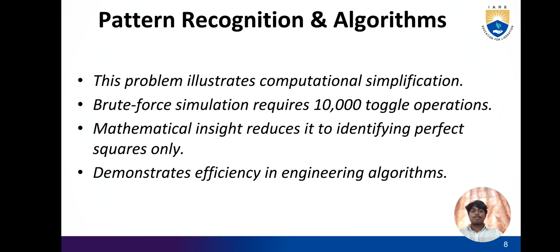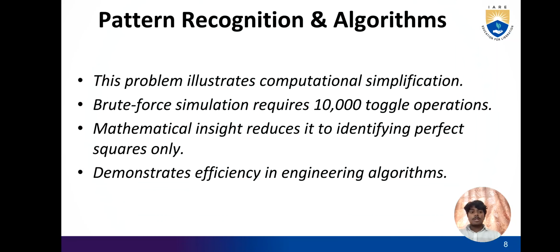Pattern recognition knowledge. Divisor pairing leads to even toggles for non-square numbers, because each divisor of a number n pairs with a distinct divisor, giving an even count of divisors. I want to discuss divisor pairing. For any non-square number n, divisors come in pairs d, n/d, where d is not equal to n/d. For example, 12 has divisor pairs 1 and 12, 2 and 6, and 3 and 4. So it has 6 divisors in total. Each divisor corresponds to one toggle of its locker, and since divisors come in pairs, the locker is toggled an even number of times.